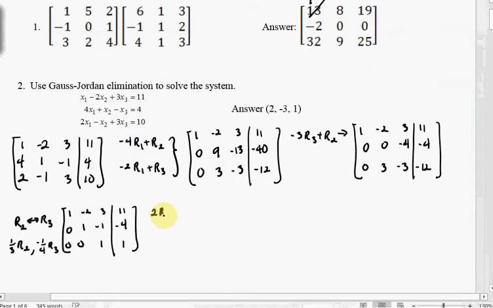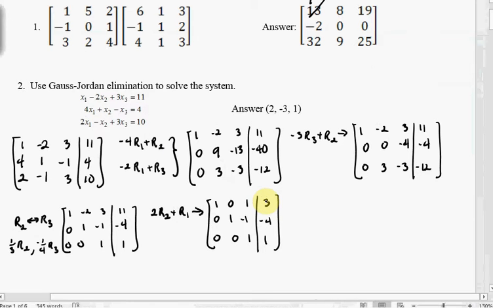So we'll say 2 times row 2 plus row 1. Going to rewrite rows 2 and 3. So 1, 0 there. 2 times this negative 1 is negative 2 plus 3, which gives us a 1. And then 2 times the negative 4 is negative 8. And so 11 minus 8 is 3.